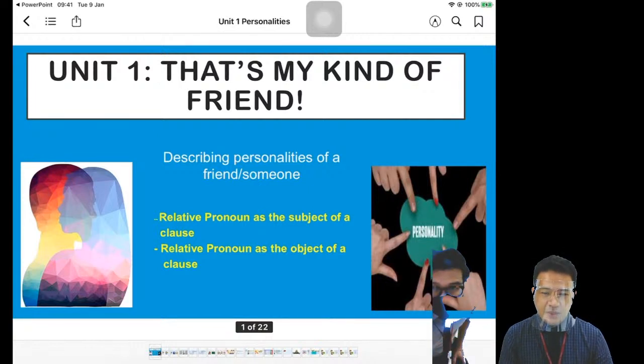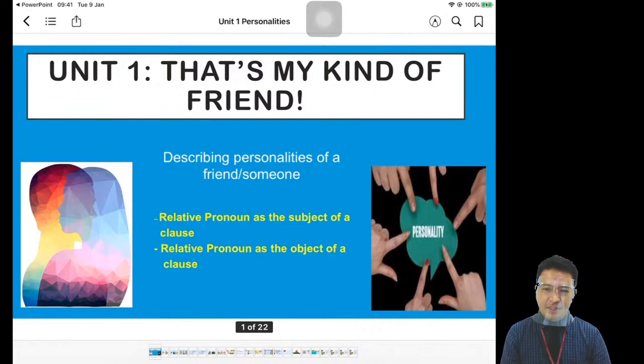Unit 1. Today we're going to focus and go back to our lesson last time because you were not able to understand it well, so today we are going to do it again. Unit 1 focuses on "That's my kind of friend," and you are going to learn when to use relative pronouns as the subject of a clause and relative pronouns as the object of a clause. When we talk about relative pronouns, these are who or that. These are used for people or persons.